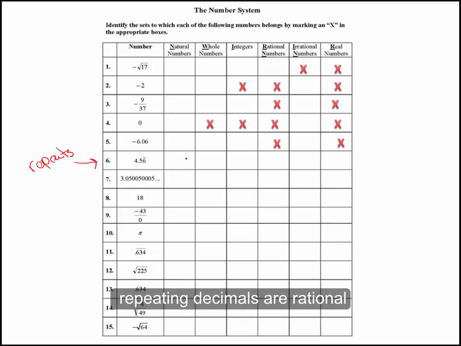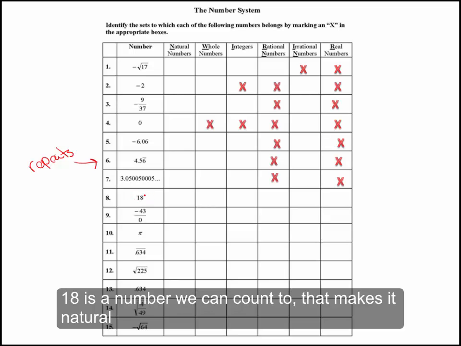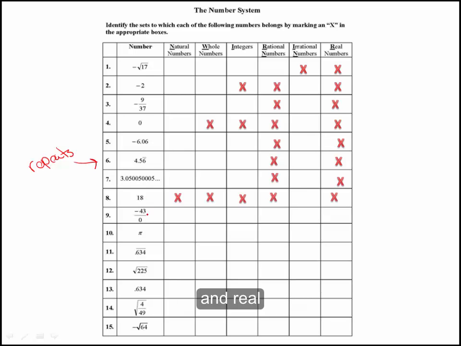Okay, repeating decimals are rational. They're also real. 3.05005005 is a repeating pattern, therefore it's rational and real. 18 is a number we can count to. That makes it natural, which makes it whole and an integer and rational and real.